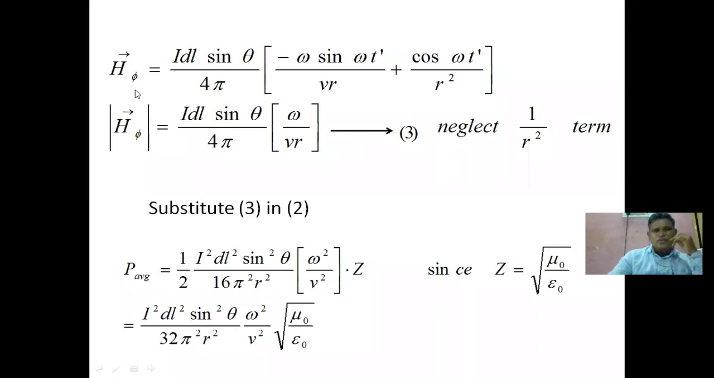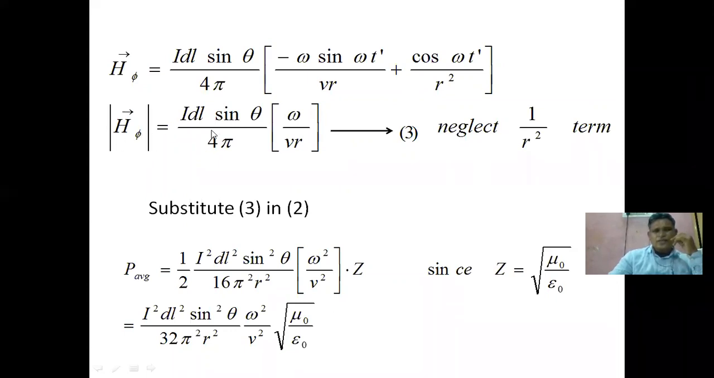The magnitude of sin omega t is equal to 1, right? That's why I d l sin theta by 4 pi times omega by v r. Magnitude means the negative term will go. Okay, this is the magnitude of the H phi component.